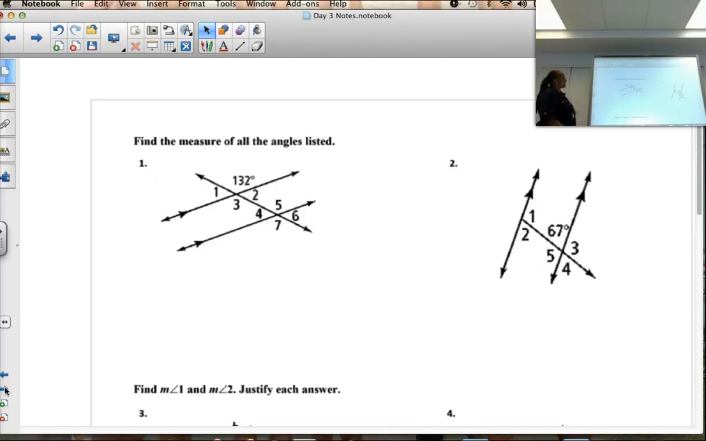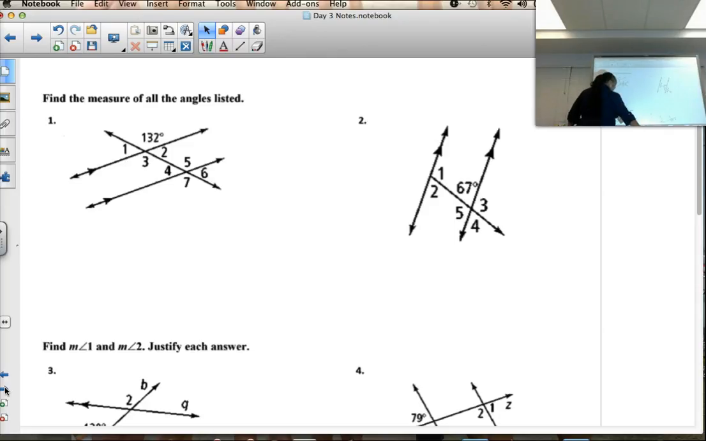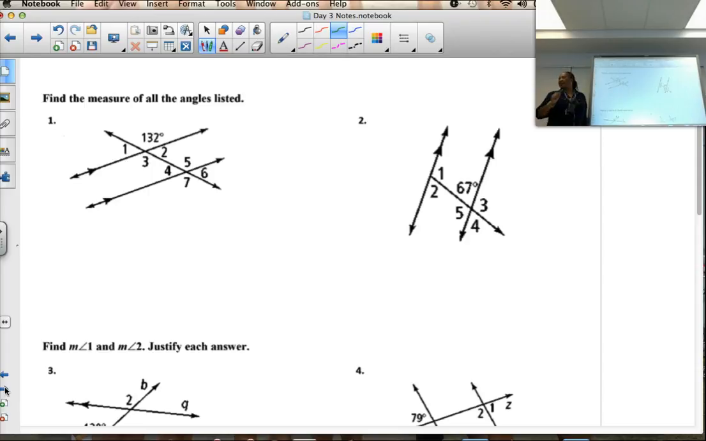We're going to do one of these because you all will be able to do it on your own after that. It says find the measure of all the angles listed. First thing that I think you should do is put in your strategies of A's and O's. That 132 has to be what type of angle? It has to be an obtuse angle. So I know that these are all going to be obtuse, and these are going to all be acute.